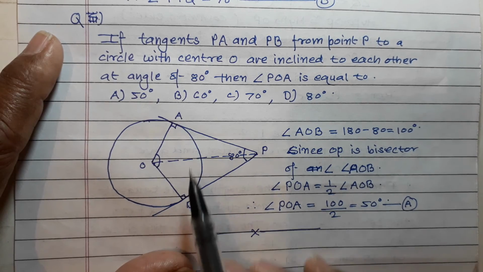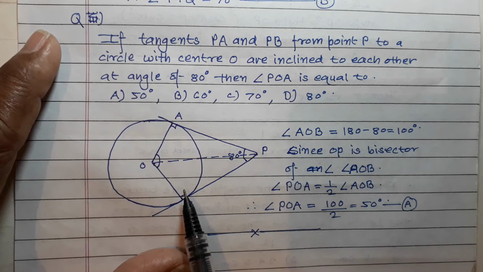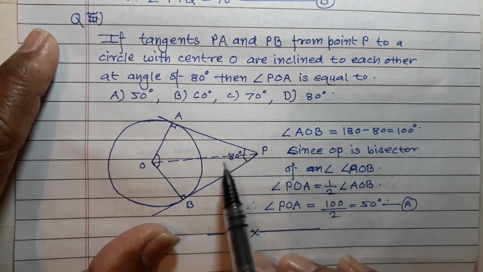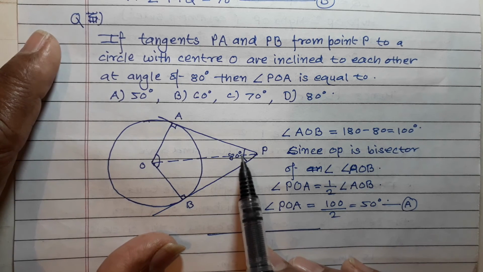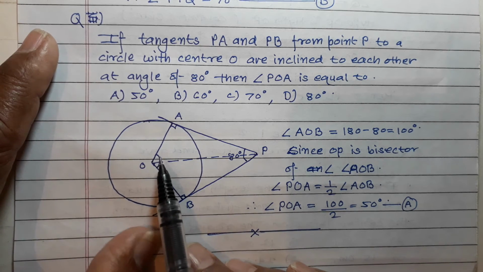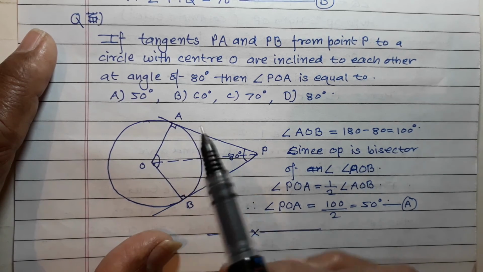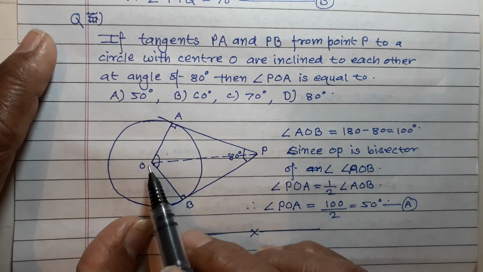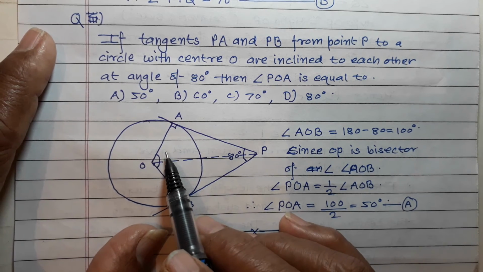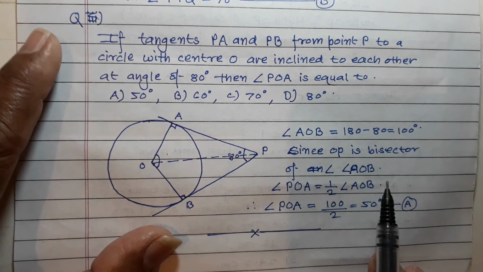You know this angle and this angle are equal to 90. Therefore the sum of these two angles is 180, and this is 80 given, and therefore the remaining angle is 100. Angle POA means this angle only. This is the bisector of this angle, and this angle is 100, so this angle is equal to 50. So the correct option is A. Okay.